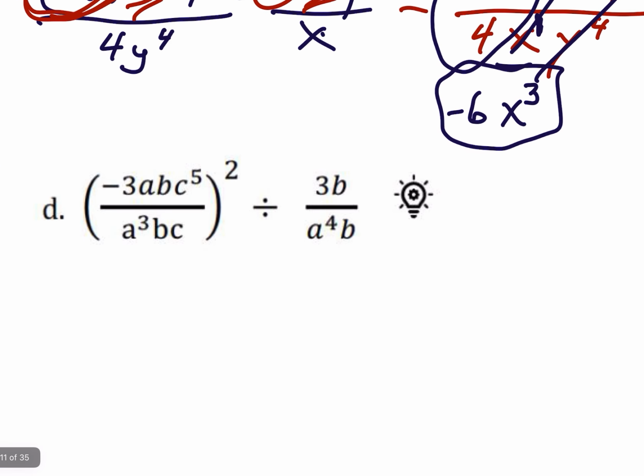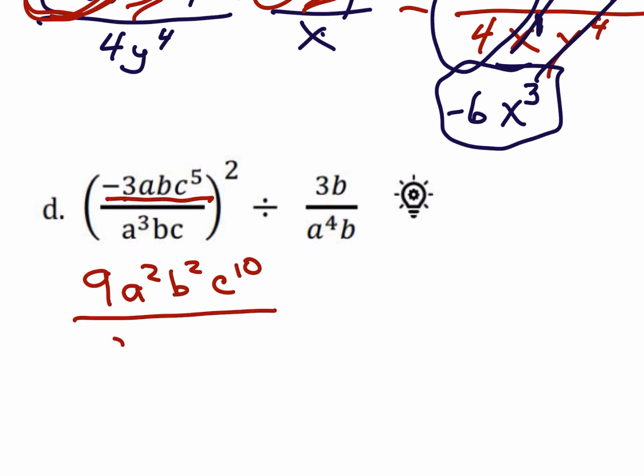All right, this is a light bulb, so it's going to be a little challenging, but let's try it. So we're going to start by saying that everything in this parentheses has to get raised to the second power. So negative 3 to the second is a positive 9 because it's negative 3 times negative 3. A to the second, b to the second, and the c to the fifth raised to the second power means 5 times 2. So we're going to get c to the 10th. And I'm just going to jump right into this one. In the denominator, we have a to the 3 times 2, which is a to the 6th. B to the second, c to the second.